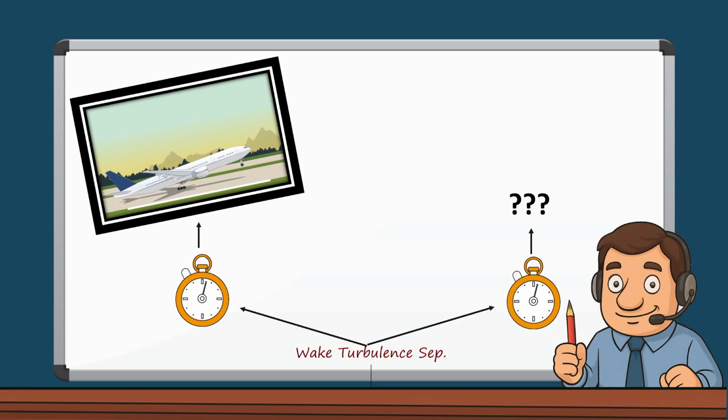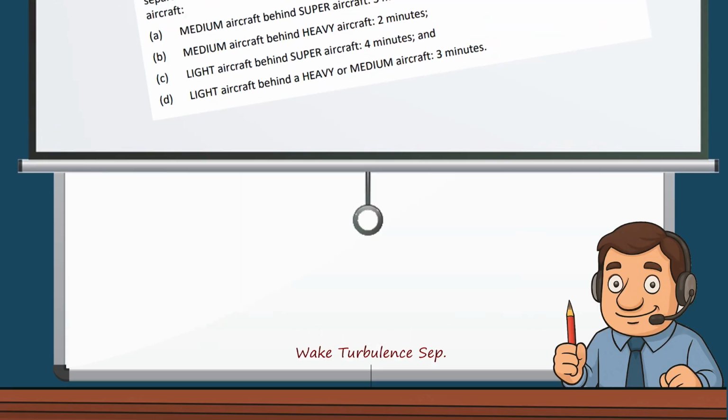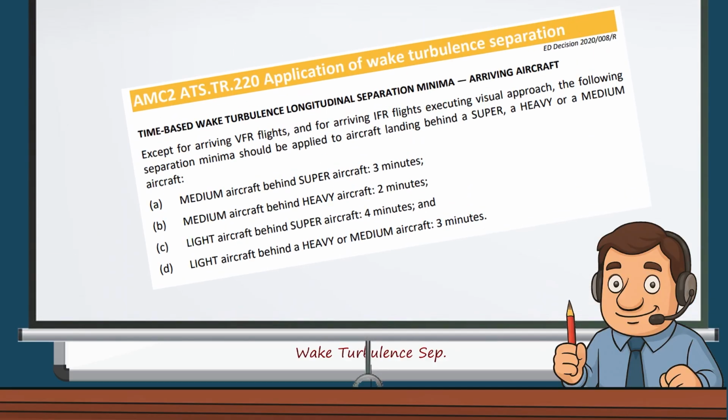Like you as tower provide wake turbulence separation for departures so that approach don't have to do it, it's exactly opposite for arrivals. Approach applies wake turbulence separation for arrivals, so tower don't have to think too much about it. It's with the exception of two types as per the AMC to TR 220. It is VFR flights and flights conducting visual approaches maintaining own separation. Apart from these two, wake turbulence separations must be provided for all arrivals.